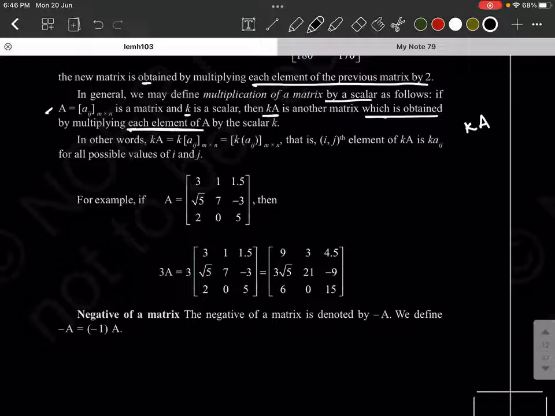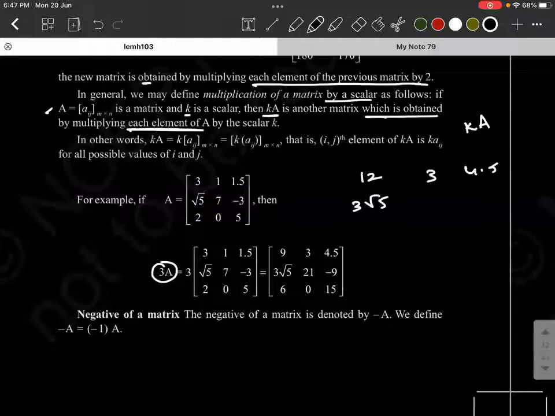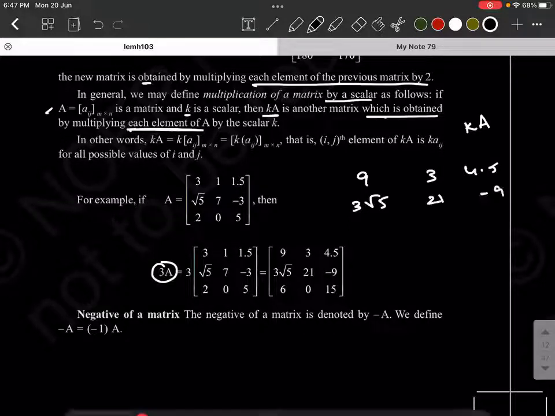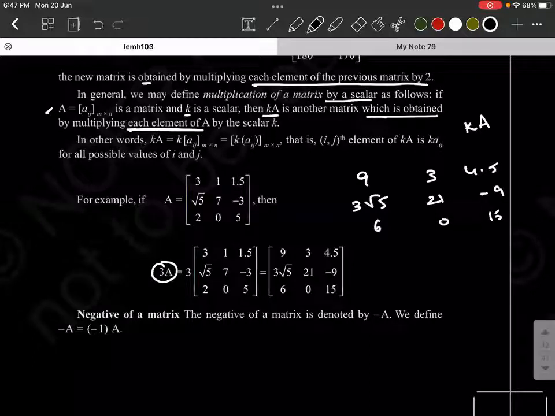Correct? So if I want 3 times A, what am I supposed to do? Multiply the 3 with every element of the matrix. So what will the answer be? 12, 3, 4.5, 3 root 5. Oh, 9. Sorry. 9, 3, 4.5, 3 root 5, 21, minus 9, 6, 0, 15. Correct?